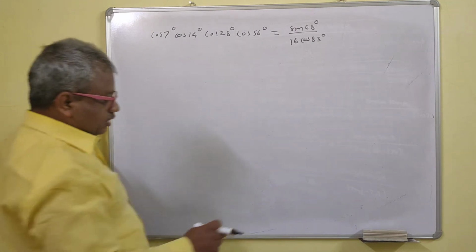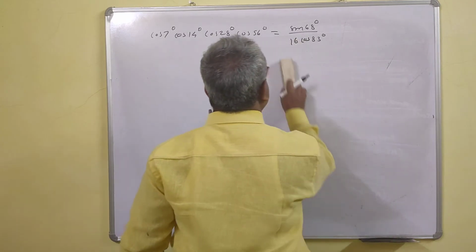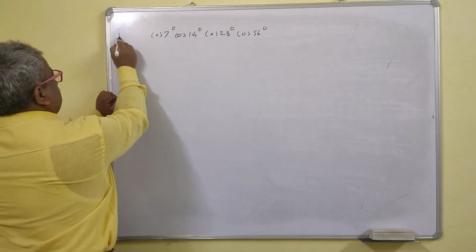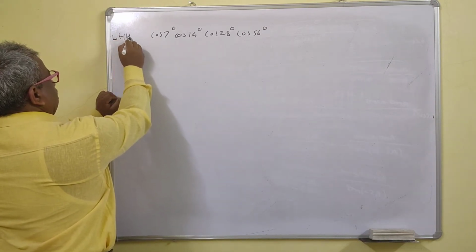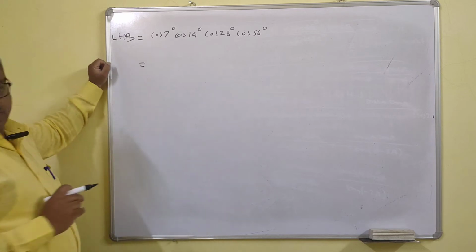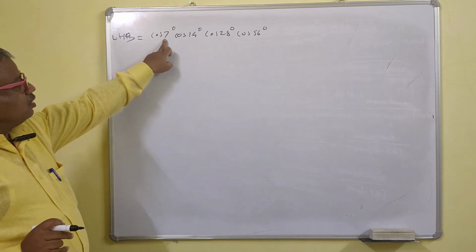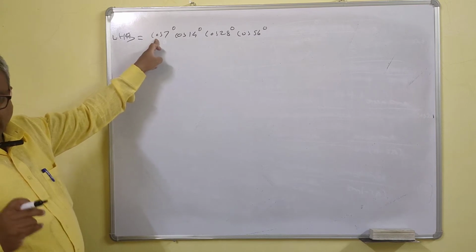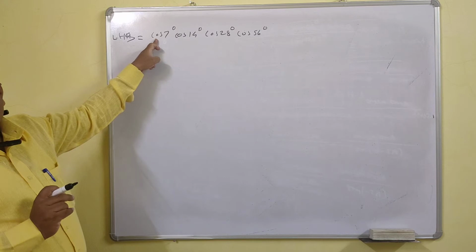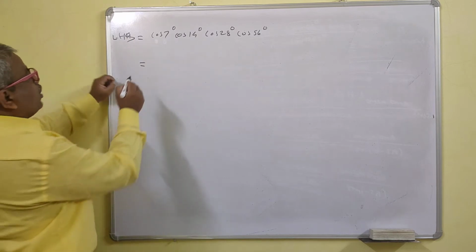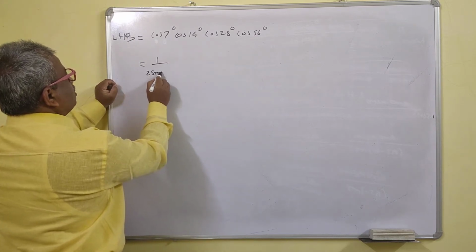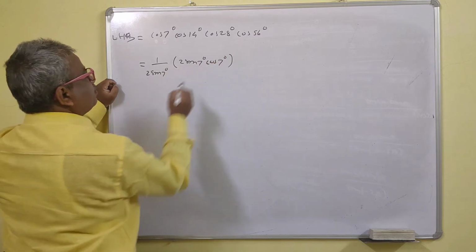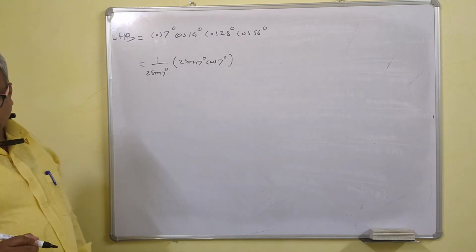Okay, so we'll take LHS. Now see, cos 7 degree is there, sin 7 degree is not there. So we'll adjust sin 7 degree. How can we adjust it? We can divide and multiply by it. So what we'll do? We'll write 2 sin 7 degree into 2 sin 7 degree cos 7 degree. Okay, I can write this.